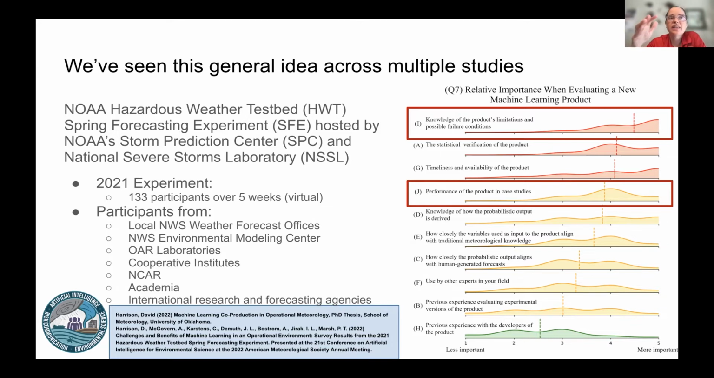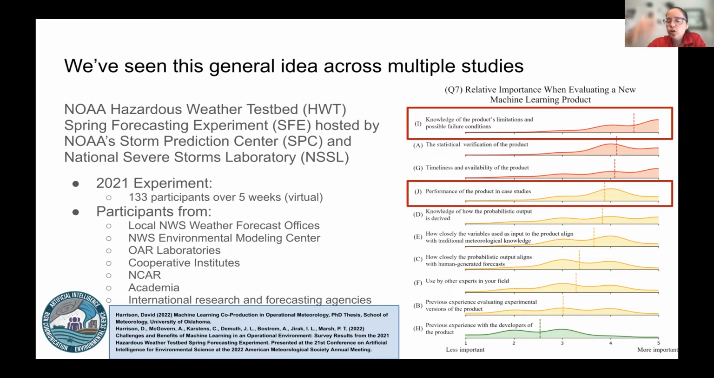So something that came up in the results when I asked you the question as well is that you want to know what it might fail. You want to know the limitations and the possible failure conditions, and case studies are one way that you're going to be able to get that. You need to know the edge cases. You can't just see the objective verification, but the objective verification is essentially giving you the average performance.